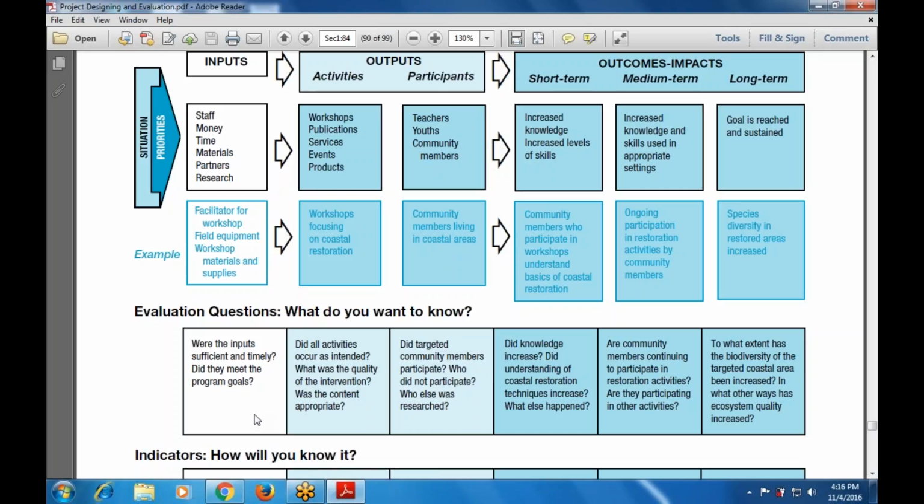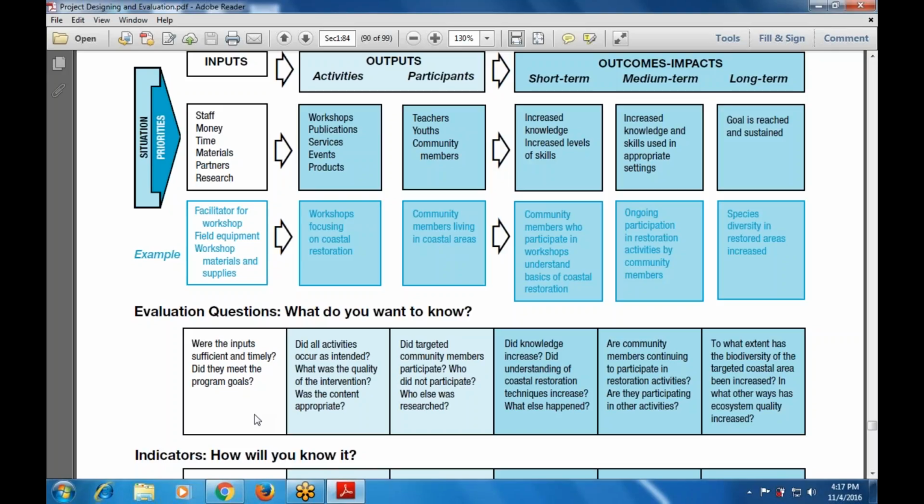And then the next question is, did the knowledge increase after this? After getting the requirement, after knowing the questions, did the knowledge increase? Then, if the knowledge increased, did the understanding of the coastal restoration technique increase or not? Then what else happened? What else are the criteria that happened over here?